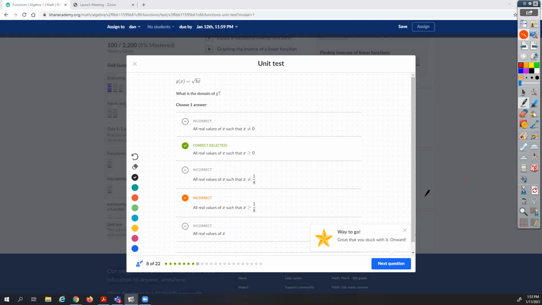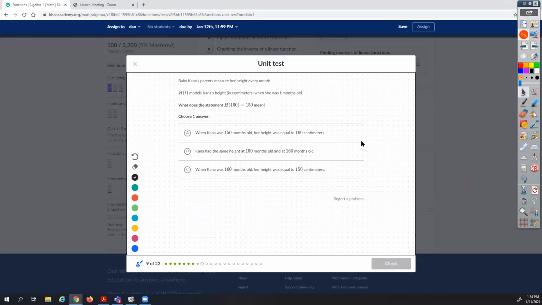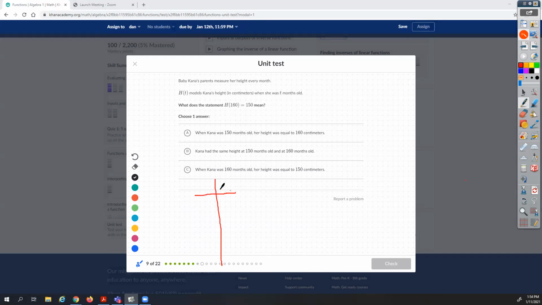So let me go ahead and go to the next question. All right, so it says, baby Kana's parents measure her height every month. So here we could think about the table here, where this is T, and this is H of T.